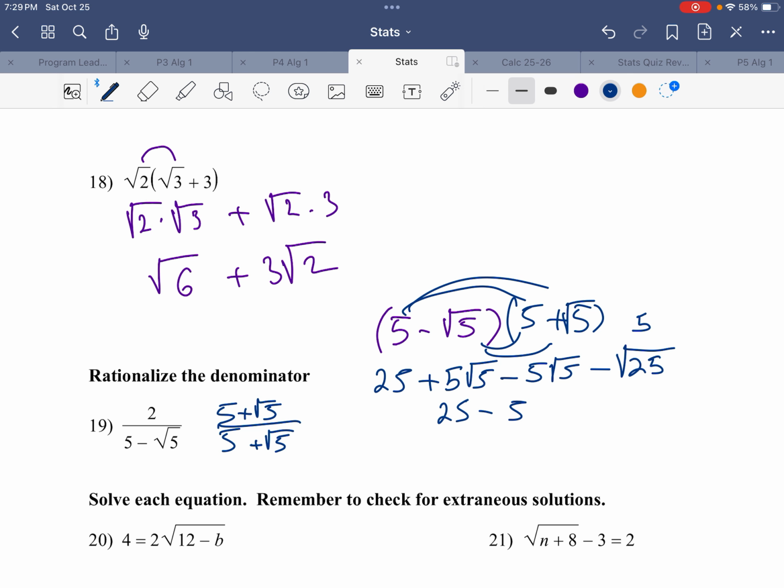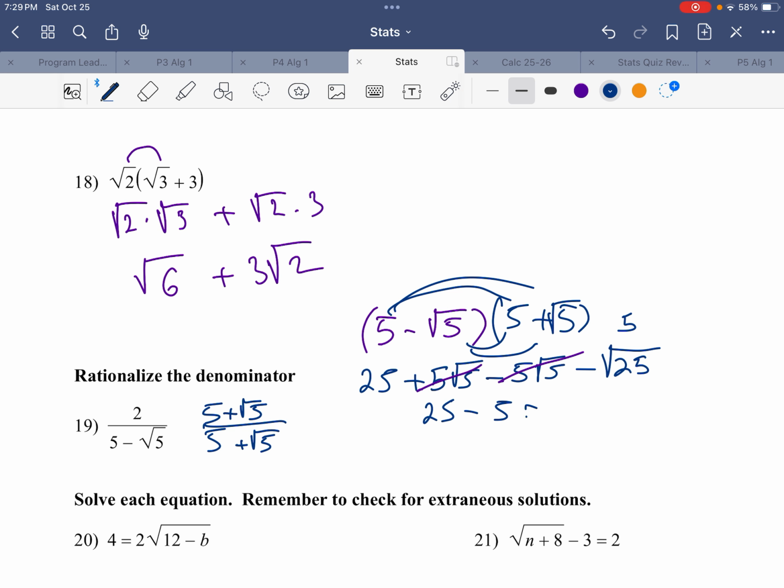The terms here, the adding and subtracting of 5 square root 5, they cancel, so this whole thing in the denominator is going to be equal to 20. So my denominator is 20. When I multiply 2 times 5, I get 10 plus, and then it's 2 square root 5. Technically, each term is divisible by 2, so a final answer would look like 5 plus the square root of 5 over 10.